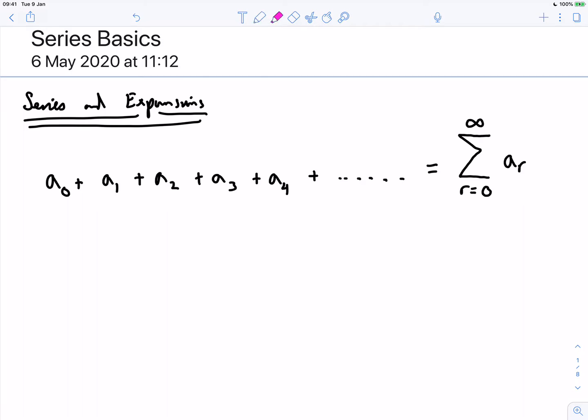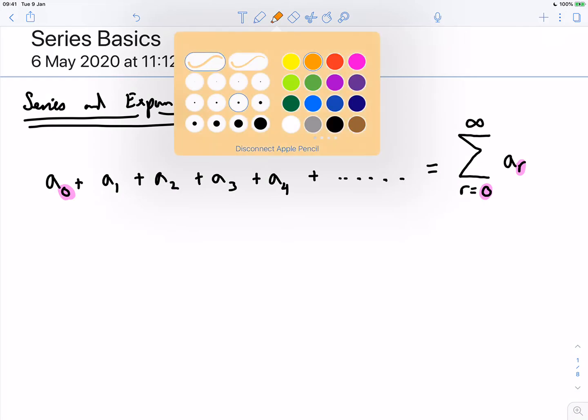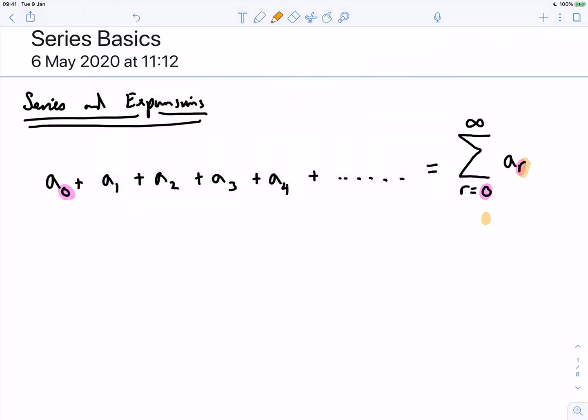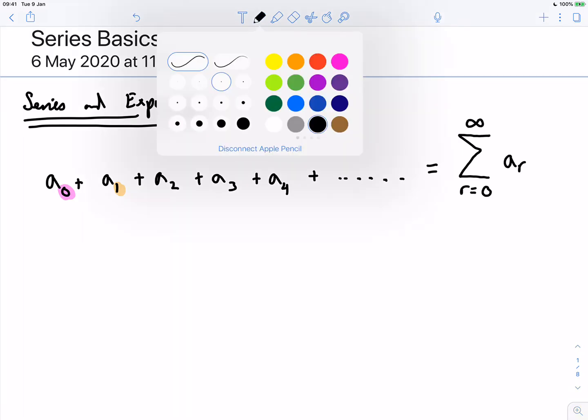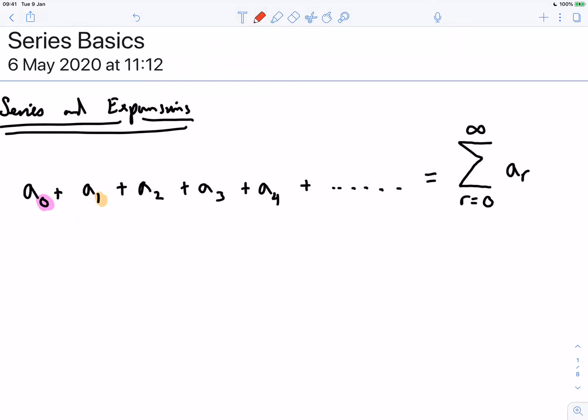So when R is 0, we've got the first term. When R is 1, then we've got A1. When R is 2, we've got A2, and so on. And this sigma is just summing up. Now, I've said before in previous videos on the channel, if you like to think about it, sigma is like an S in Greek. It's not really, but S, sigma, S for sum.